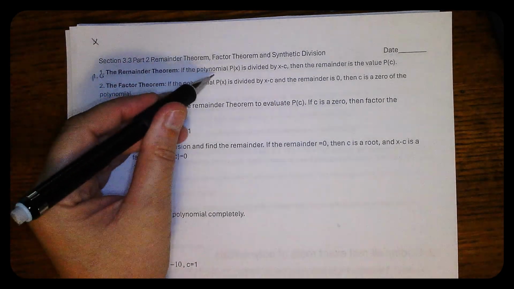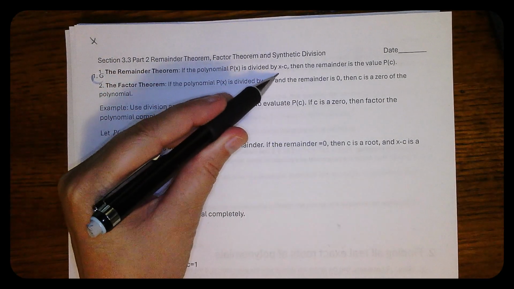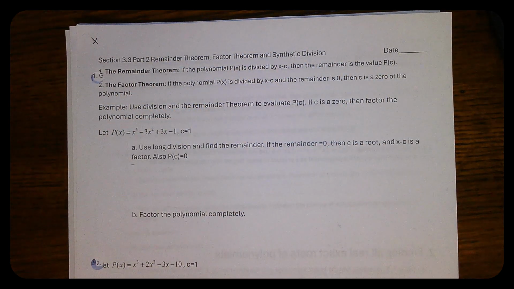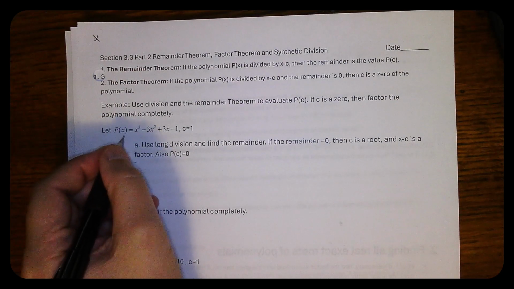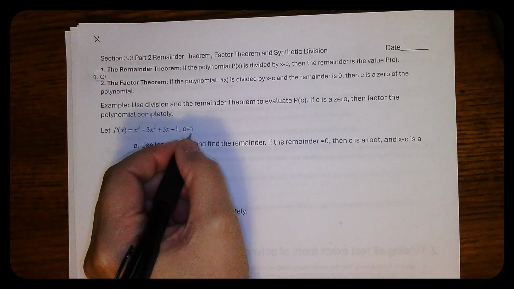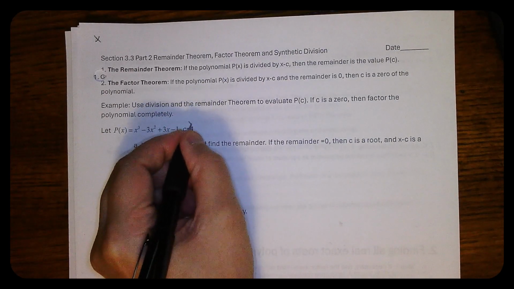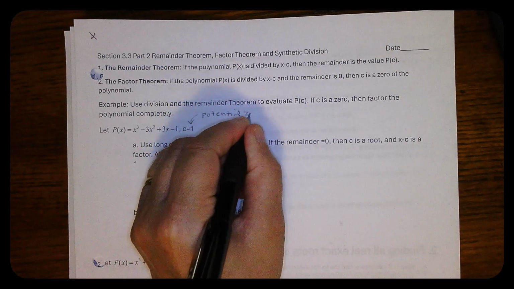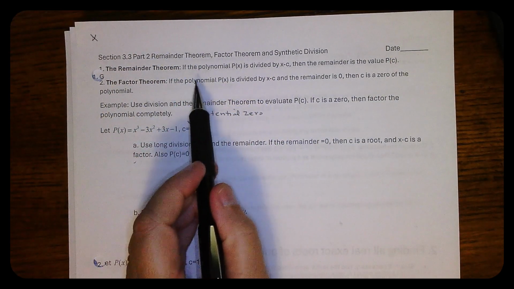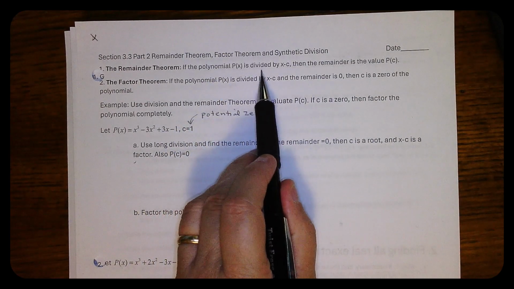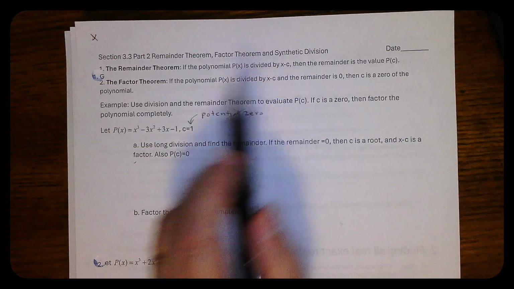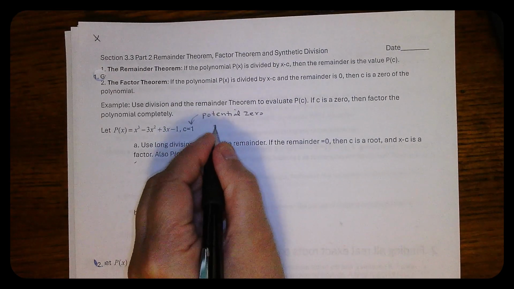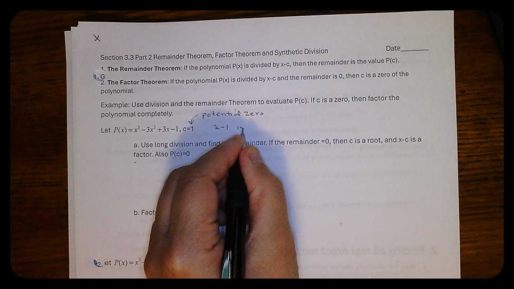It says if the polynomial p of x is divided by x minus c, then the remainder is the value p of c. Okay, so here is our polynomial, and this is c equals 1. So this is a potential 0 for our demonstration. And the remainder theorem says, let's see what happens when you divide by x minus c. So if c is equal to 1 and it's a 0, then x minus 1 is a factor.